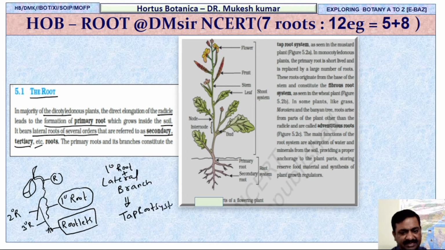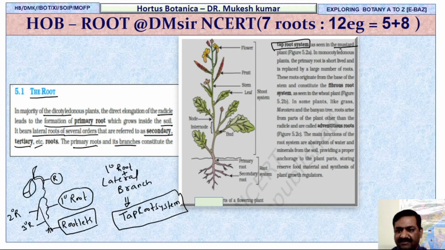We already studied this in our previous lectures. If you have not seen it, go through the lecture on tap root. So the primary root and its branches constitute the tap root system, which is very common in mustard. We have one example here, mustard in tap root, isn't it? And it indicates that we are talking about dicots.